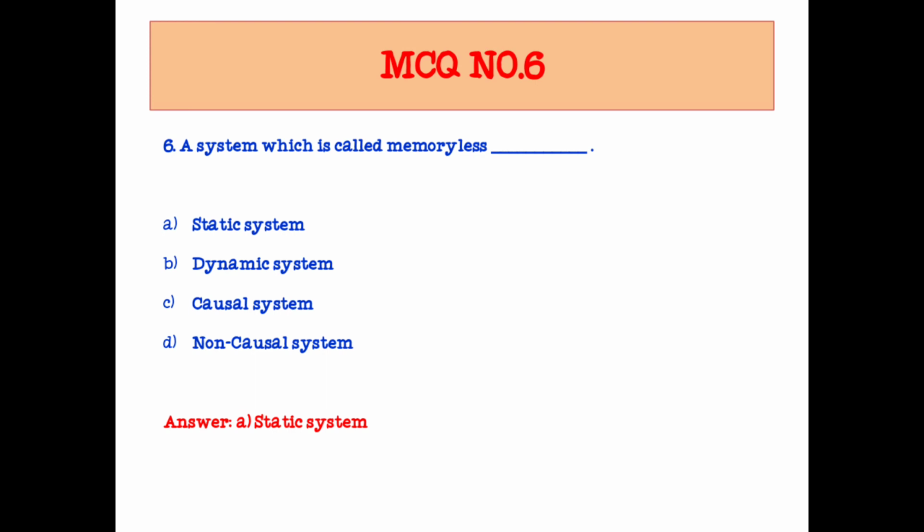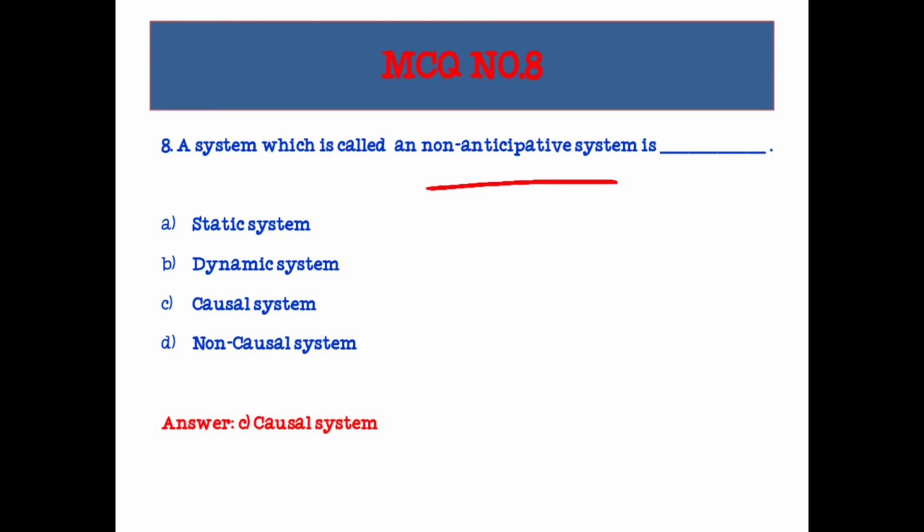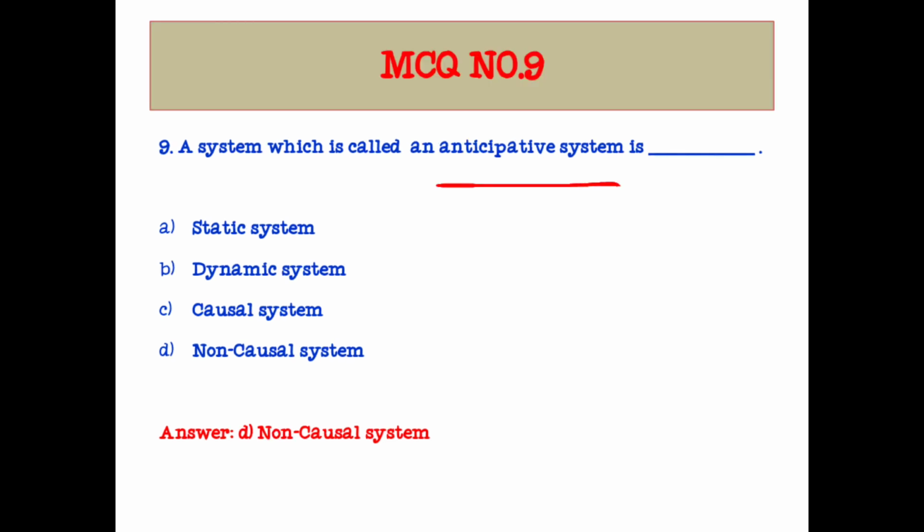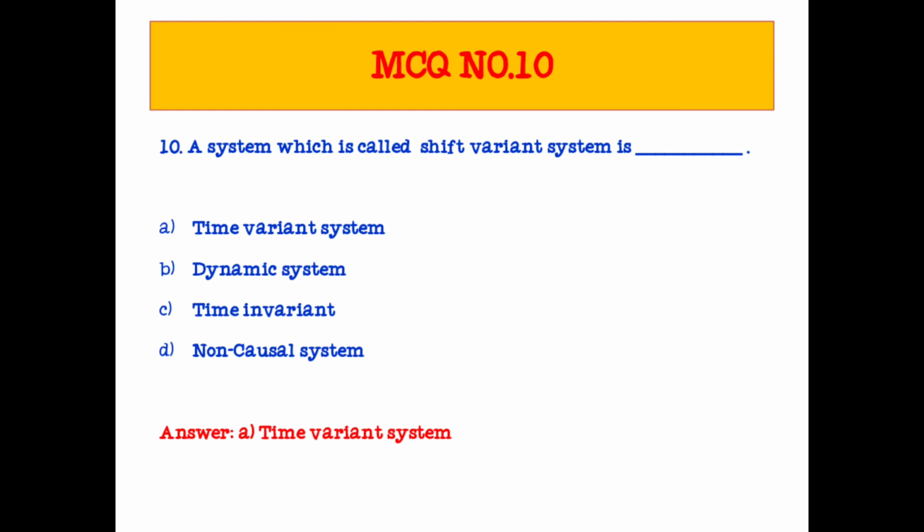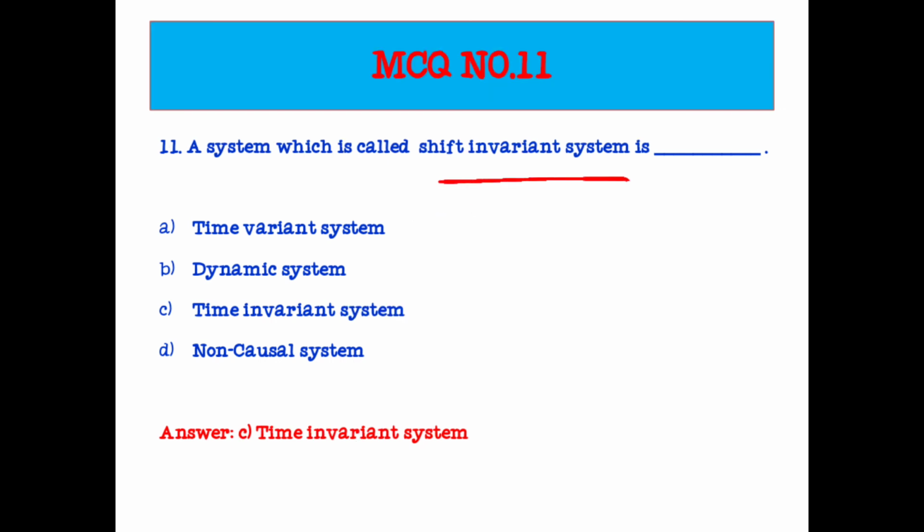A system which is called memory-less system. So a memory-less system is static, and a memory system is said to be dynamic, and a non-anticipative system is a causal system. What about an anticipative system? It is a non-causal system. Next, a system which is called shift variant. So a shift variant system is a time variant system. So a shift invariant system is called a time invariant system.